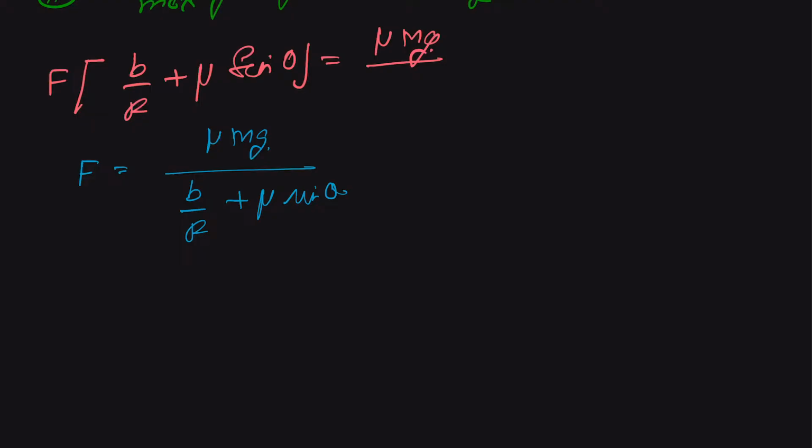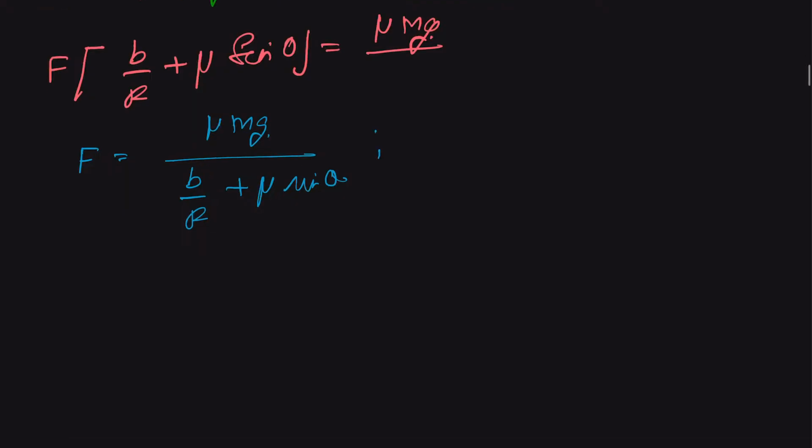And so we can say that this is the maximum value of the pull that will still allow the torque balance without slipping. So we can say the maximum value of F, we can write this as F max, which allows torque balance.